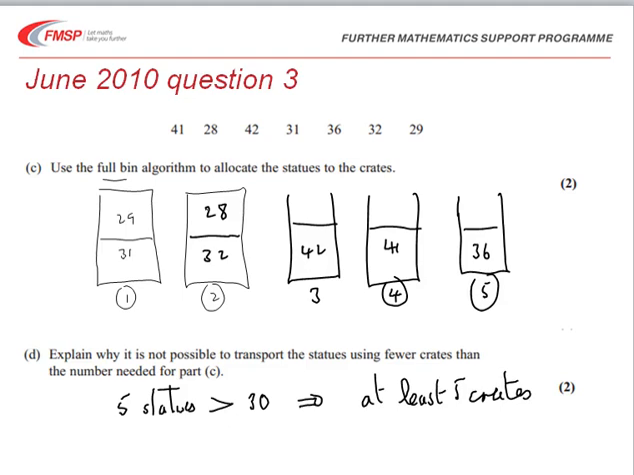The marking for this question, then, there were 2 marks in these parts of the question, a method mark and an answer mark, and 2 B marks in the last part of the question.